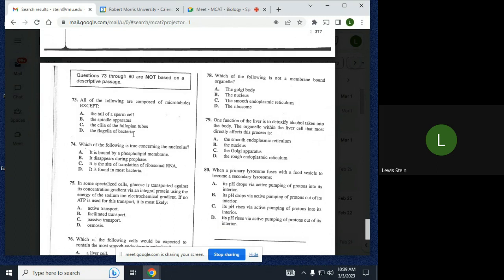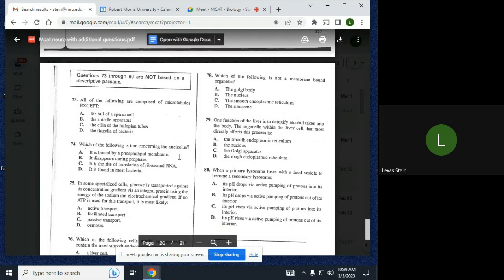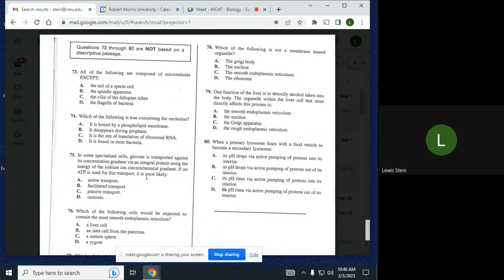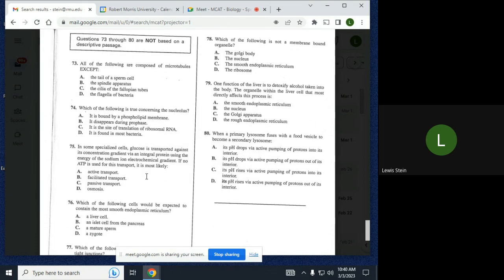So the flagella of a bacteria is made of flagellin. The flagella of a sperm cell is made of microtubules. Always keep in mind the distinction between eukaryote and prokaryote. It's true with the nucleolus. We know all about that. It's not membrane bound. It disappears during prophase. We knew that. It's not translation because that's a ribosome. Could it be a part of transcription? Yeah, that would be different. And it's not existent in bacteria. You all getting these? Okay.